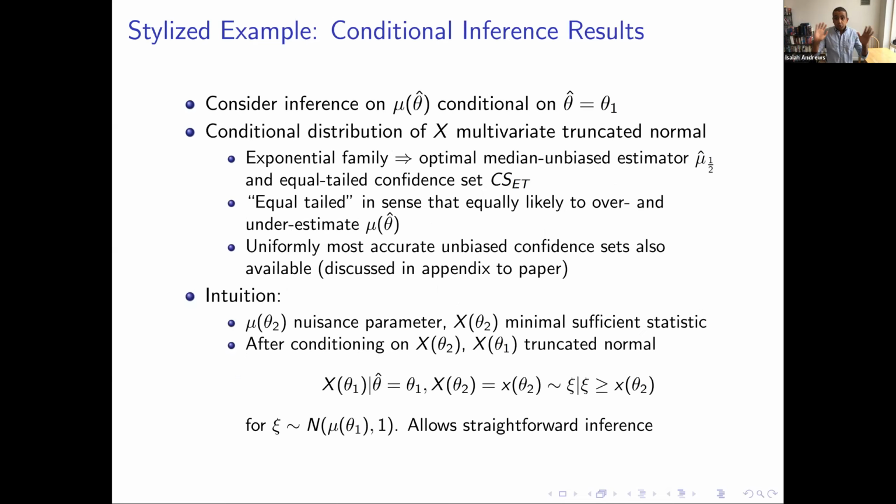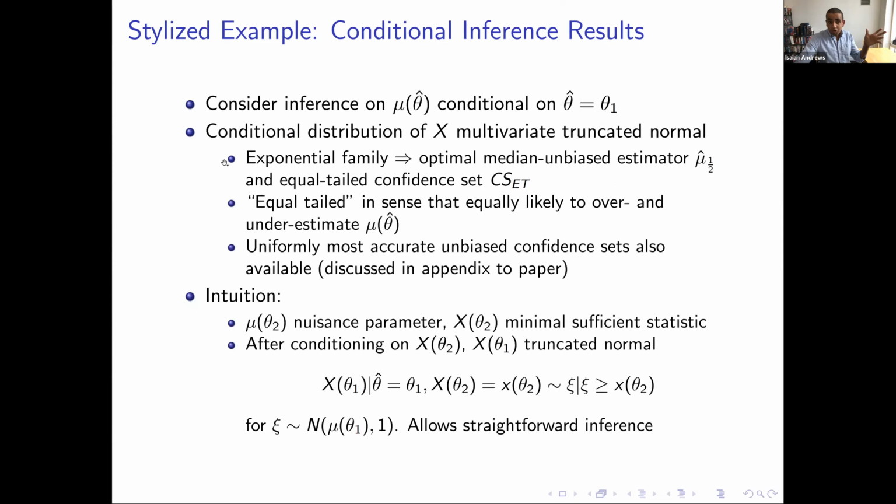So having set up those two potential goals, conditional and unconditional inference, what can one do in each case? For conditional inference, we're going to be thinking about inference on mu theta hat, the true effectiveness of the recommended treatment, conditional on recommending treatment theta 1. But a useful observation here is that the conditional distribution of X, the vector of estimated average outcomes under different treatments, conditional on a given recommendation, is just going to be a multivariate truncated normal.